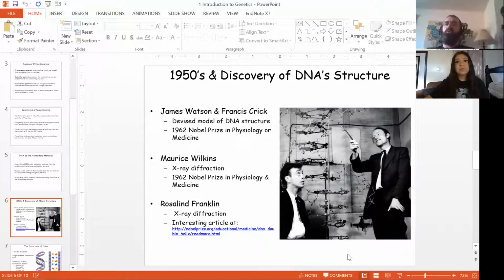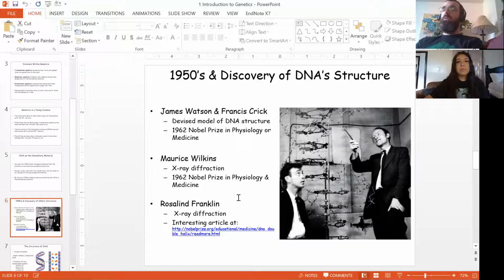Which is kind of what they'd been thinking from some really cool inheritance experiments that have been done prior to this. And so essentially they came across this discovery by collaborating with Maurice Wilkins, who was, where did he work? A large research lab just outside London. Can't remember what it's called right now.